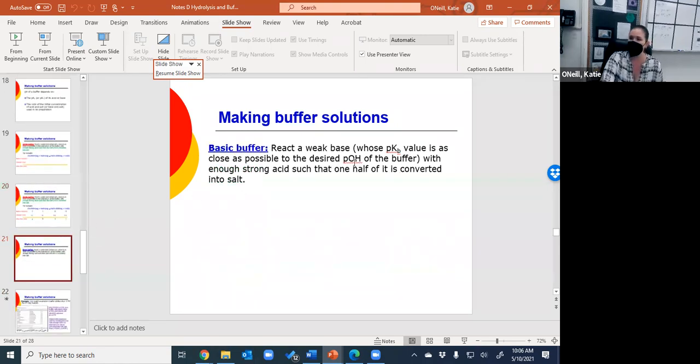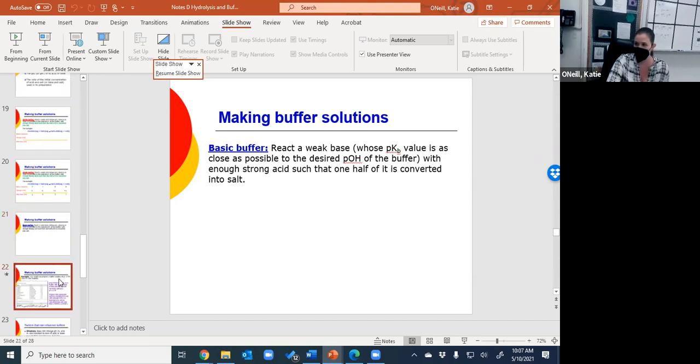All right, we're not going to go through the whole example again with the base, but it would be the same thing. If you have a weak base and you want that to be the buffer solution, you would need twice as much of it with the strong acid. Same idea there, twice as much.